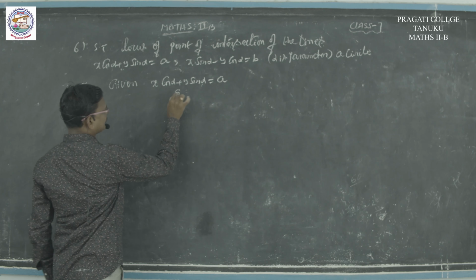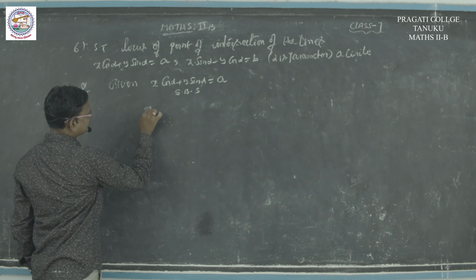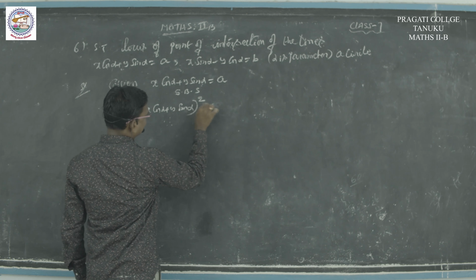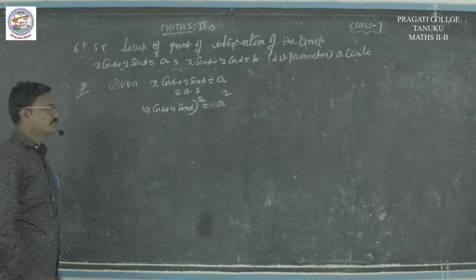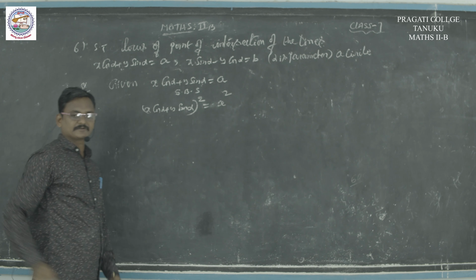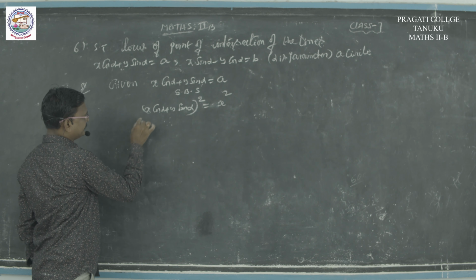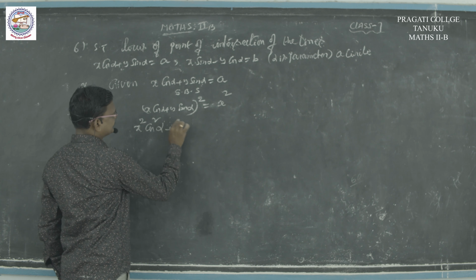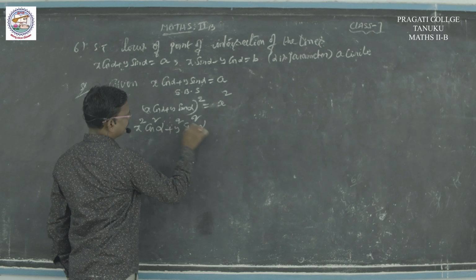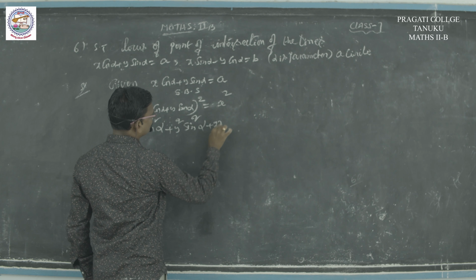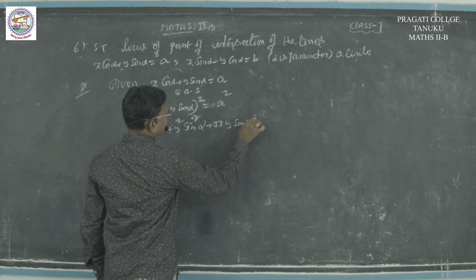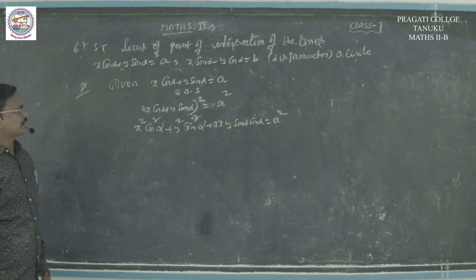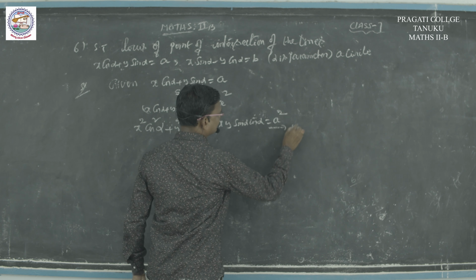Now you can do squaring on both sides. That means x cos alpha plus y sin alpha whole square is equal to a square. We can apply a plus b whole square. That means x square cos square alpha plus y square sin square alpha plus 2xy sin alpha into cos alpha is equal to a square. So now we cannot do anything, just take it as equation 1.